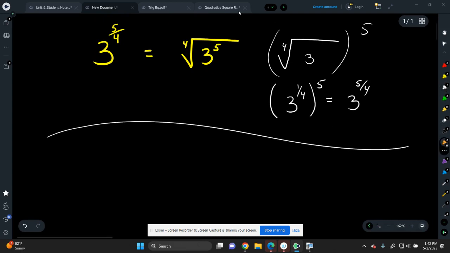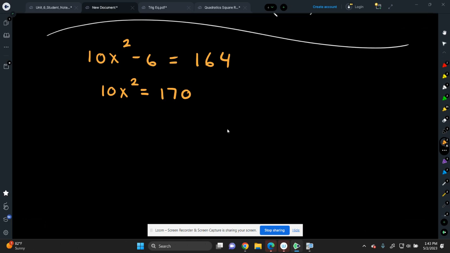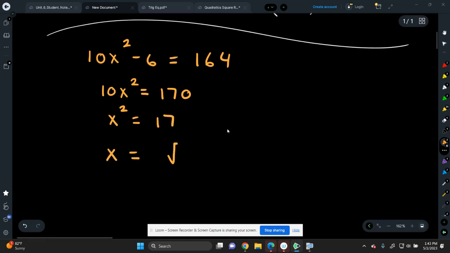So if we have 10x squared minus 6 equals 164, let's solve for x. Add the 6. Good. Okay, divide by 10. 17. Take the square root of both sides. And don't forget plus or minus.